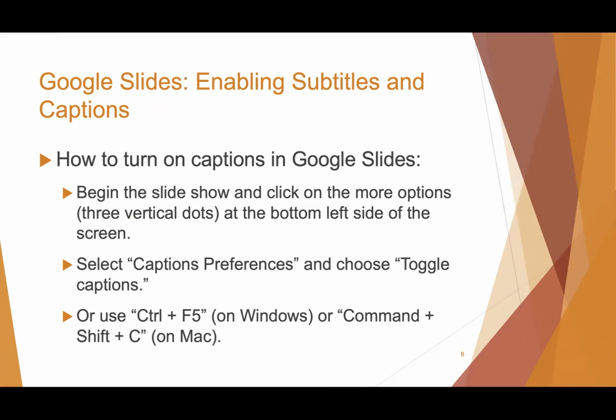Also, Google Slides does have keyboard shortcuts. So on Windows, it's Control F5. And on a Mac, it's Command Shift C if you just want to toggle the Google Slide captions on and off. We will note that Google Slides just supports captions in English right now.